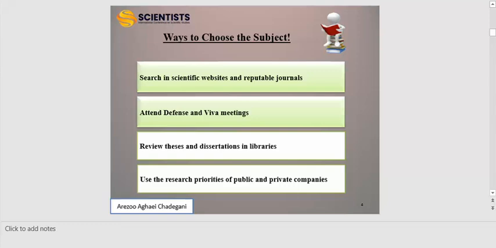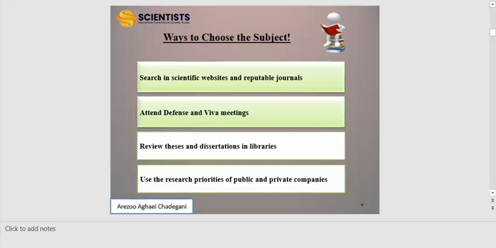Ways to choose the subject. There are some ways that you can choose your subject. Number one, searching scientific websites and reputable journals for new issues and for the latest articles. You can search on these websites and journals.